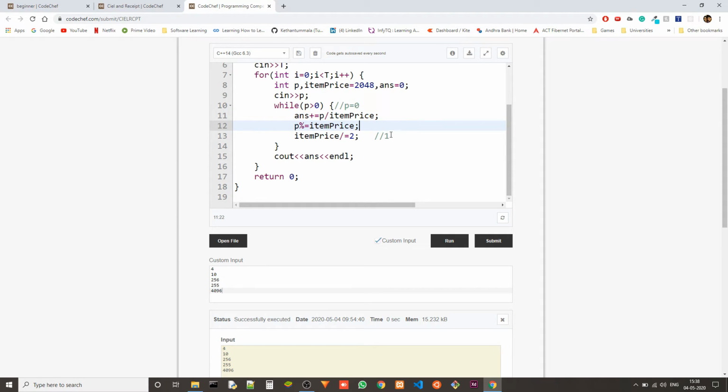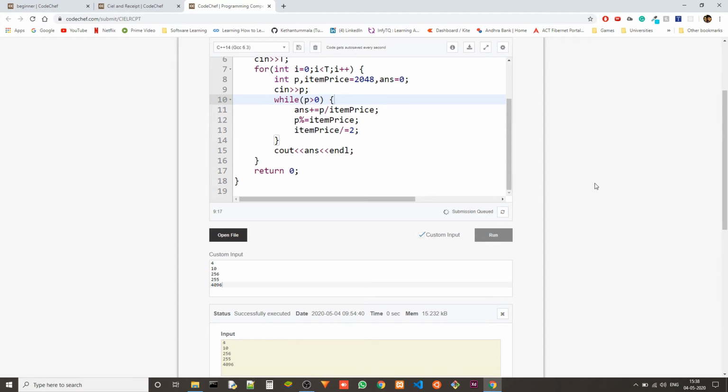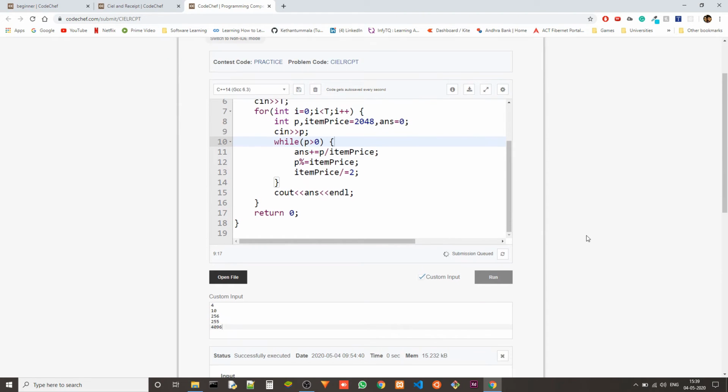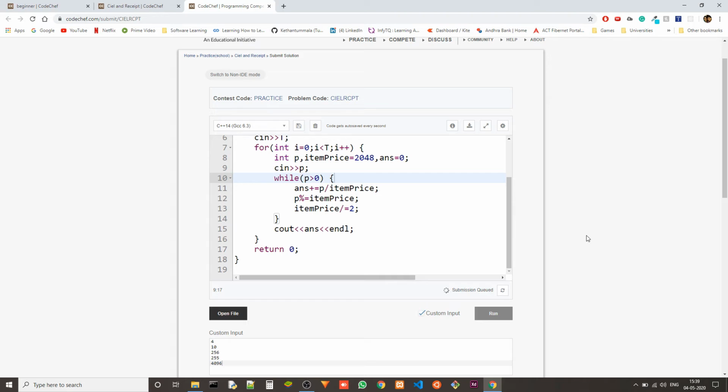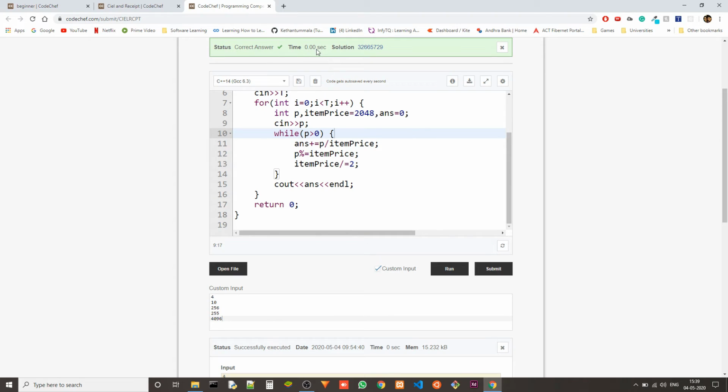right? So let's put the answer to test. We'll submit this, and it should work. And I'll talk about the time complexity and space complexity once we have actually submitted it. Yeah, so there we go. We have this is showing time of 0 seconds, and it's correct answer.